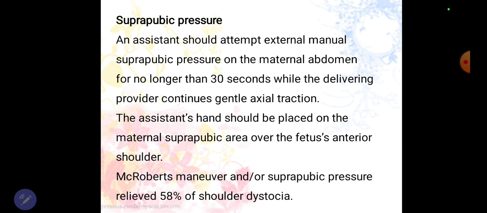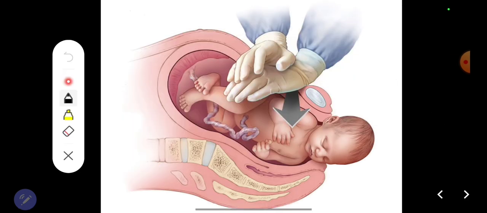The assistant's hands should be placed on the maternal suprapubic area over the fetus's anterior shoulder. This image will explain this is the anterior shoulder which is impacted. Okay? Because the most common impaction is in the anterior shoulder.